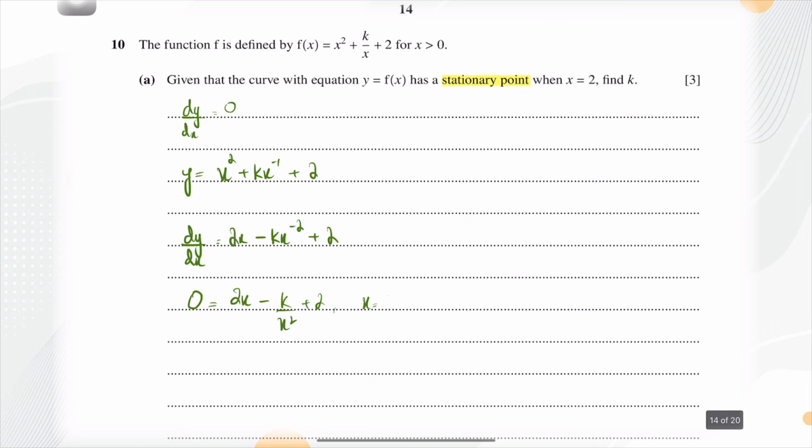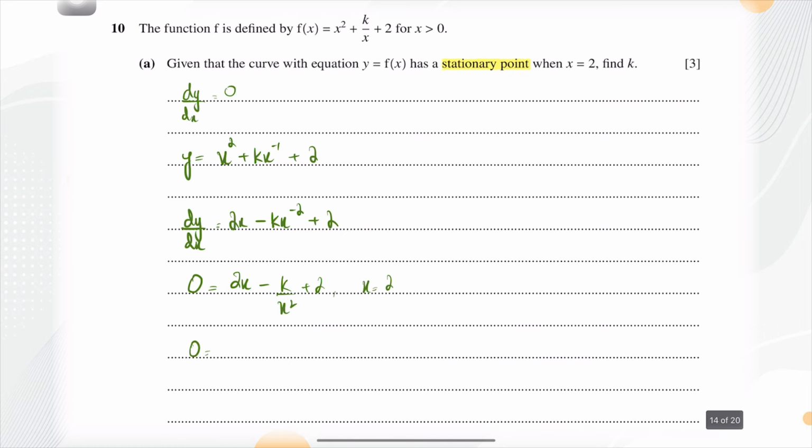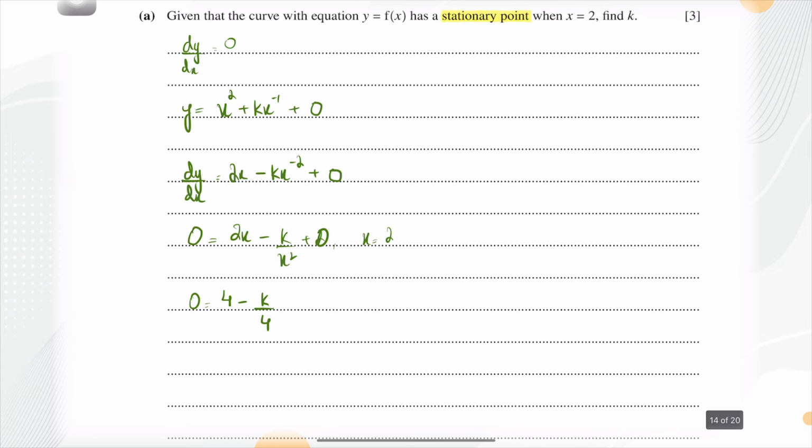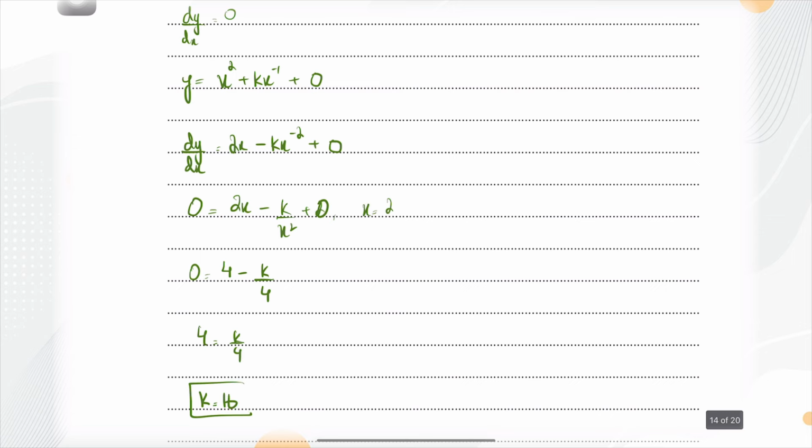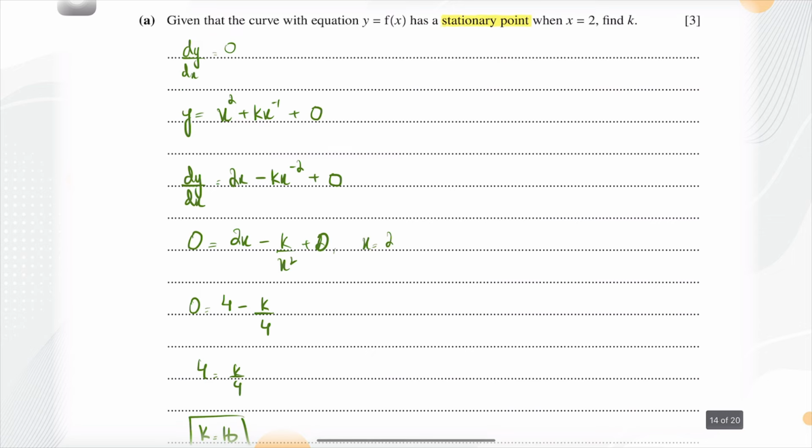Now we know the value of x is 2, so let's plug that in. Sir, when you differentiate, why is plus 2 still there? Yeah, that's an error. It's going to be plus 0. And sir, won't it be minus 2kx? Oh no, never mind, it will be minus kx. So we have 2 times 2, which is 4, minus k upon 2 squared, which is 4. So 4 equals k upon 4, which means k equals 16. Perfect, so we found the value of k.